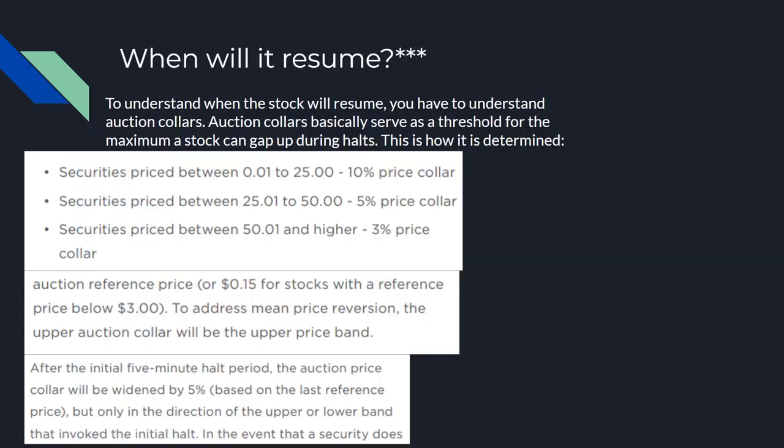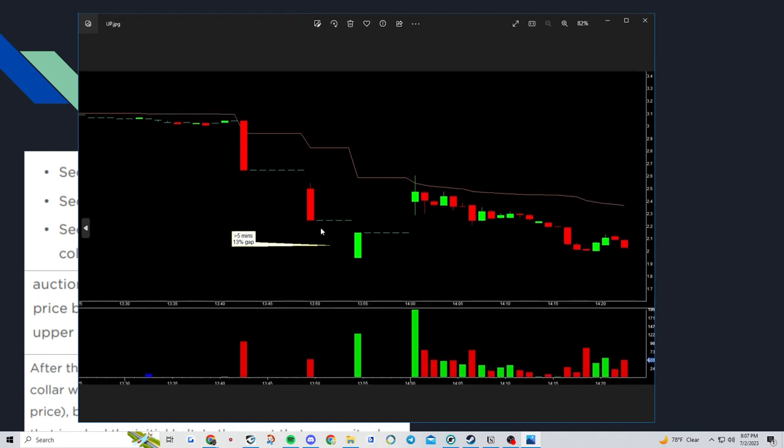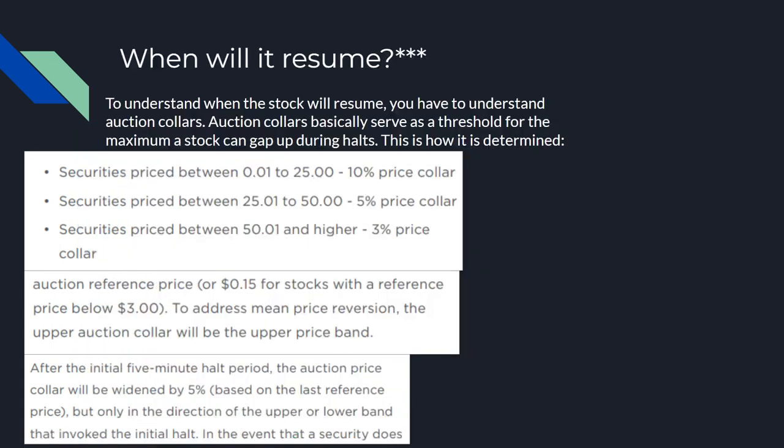Another one we have is UP. This is a recent one. It opened at like 5 minutes 30 seconds after it halted, and the gap was 13%. You'll not see that with Nasdaq, by the way. Nasdaq tends to always open right on the dot, maybe a second or two late. All right.